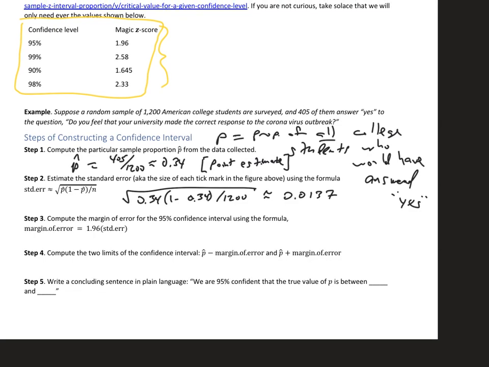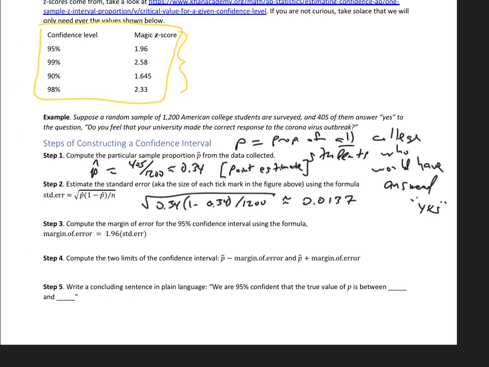So in this case, since I'm on a 95% confidence interval, the magic z-score is 1.96. It's always going to be 1.96 for a 95% confidence interval. And that's how many standard deviations I need to go. So it'll be 1.96 times my answer to step 2. And that'll be approximately 0.027. So that's my margin of error.